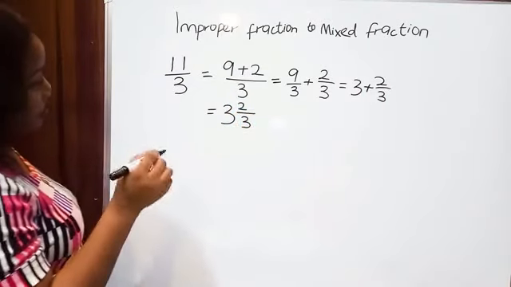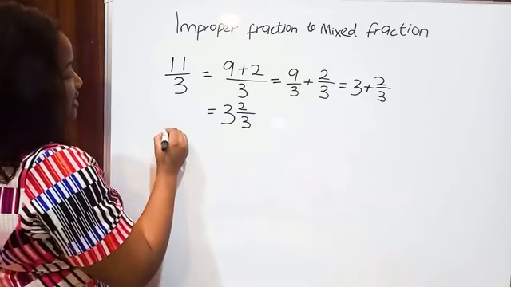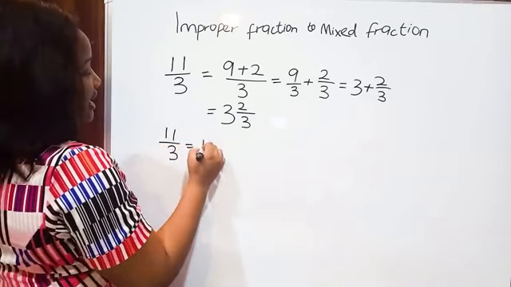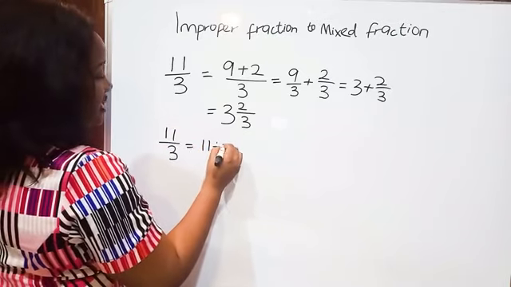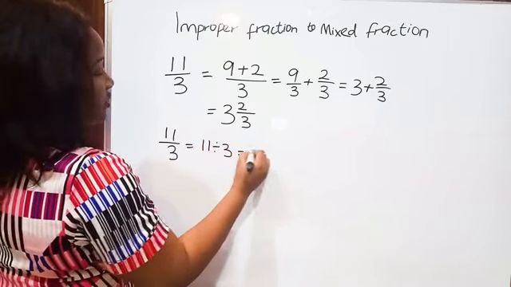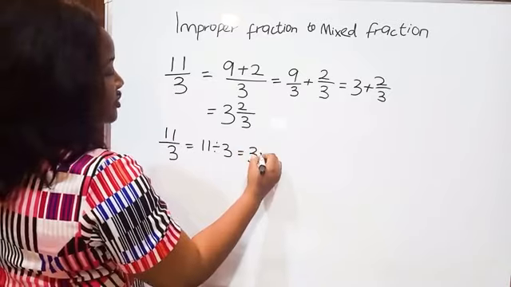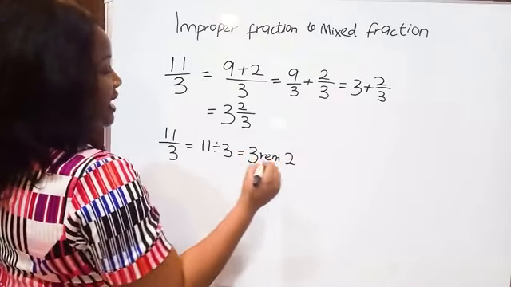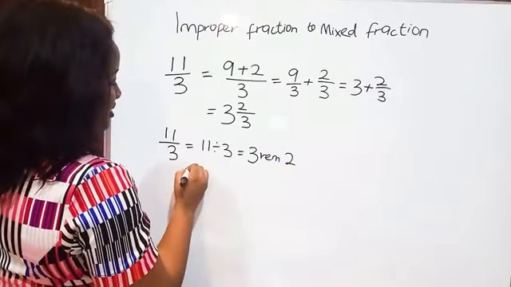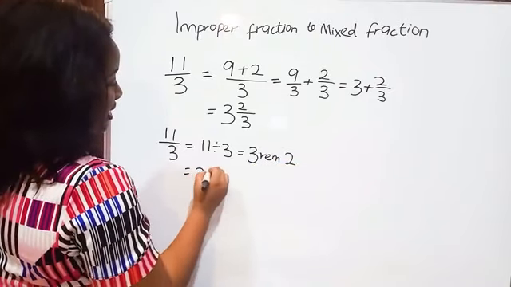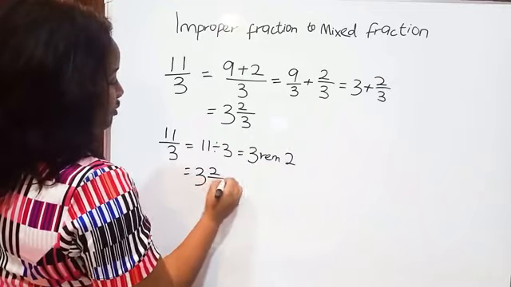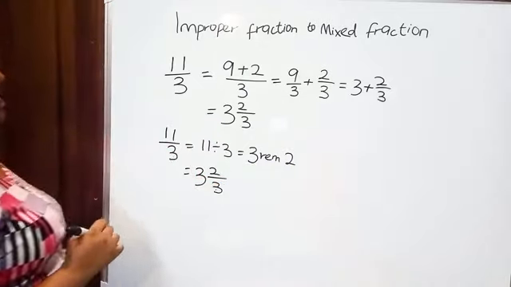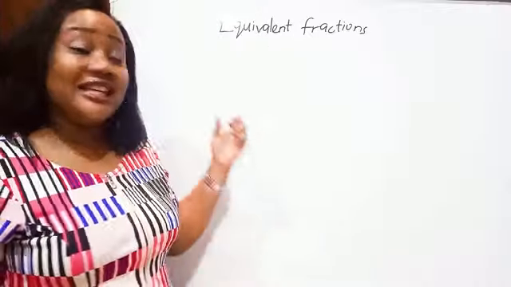Then the easier way or the quicker way of doing it is by saying 11 over 3 equals 11 divided by 3, which gives you 3 remainder 2. And that remaining 2 still divides 3, so it's 3 whole number, 2 over 3. So that's it. About equivalent fractions.